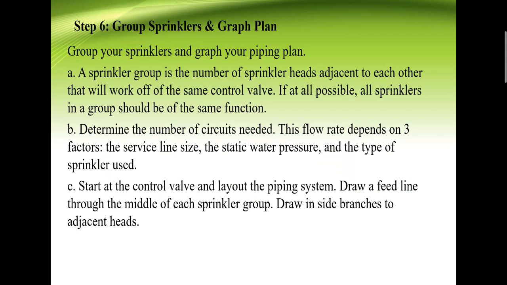For step 6, group sprinklers and graph the plan. A. A sprinkler group is the number of sprinkler heads adjacent to each other that will work off the same control valve. If at all possible, all sprinklers in a group should be of the same function.